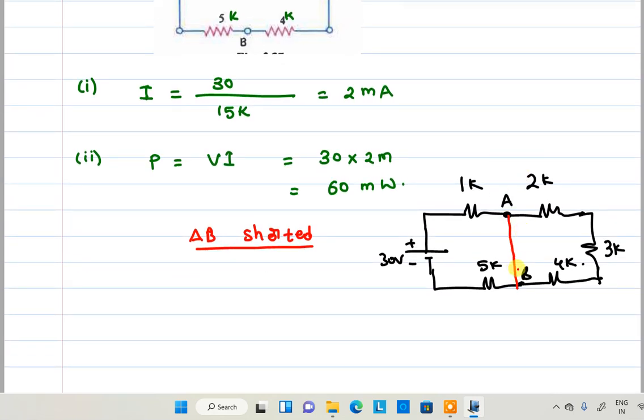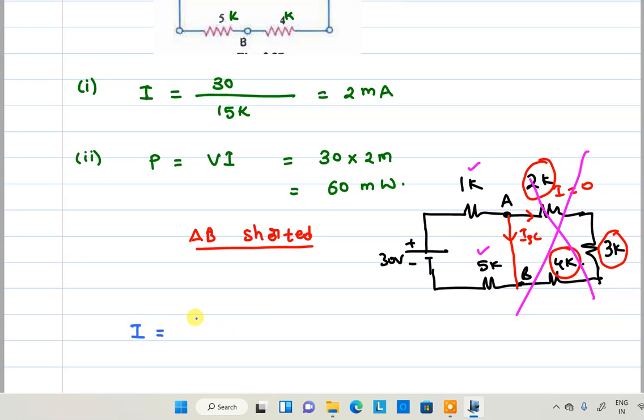Whenever these two terminals are short circuited, current always flows through the short circuit path. The current flowing here is equal to 0. Whenever current is 0 in the 2k, 3k and 4k resistances, that entire portion is neglected, because there is no current flowing. The total current is diverted into the A and B terminals. That means what are the effective resistances? 1k and 2k.